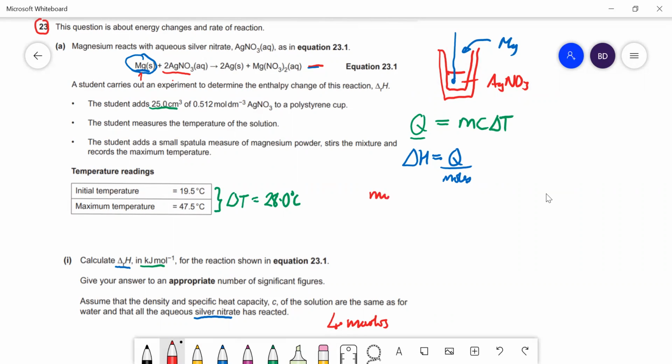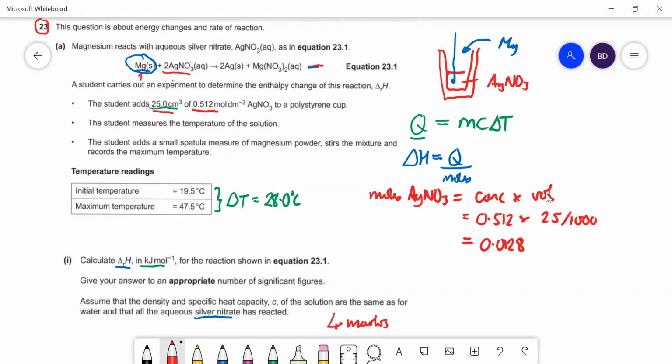Moles of AgNO3 is equal to the concentration multiplied by the volume. We have 0.512 mole per decimeter cubed. The volume is 25 centimeters cubed, that's 25 over 1,000 dm cubed. That is equal to 0.0128 moles.